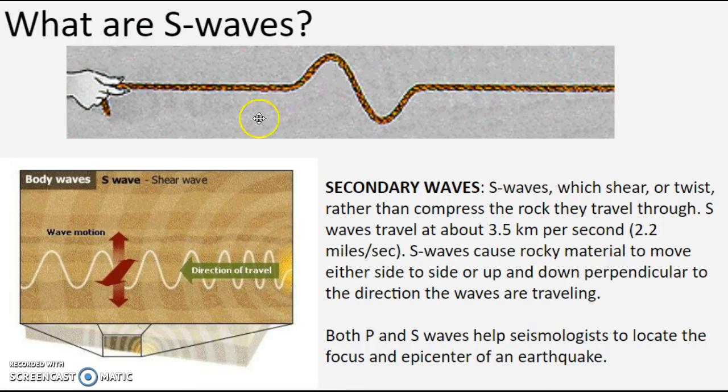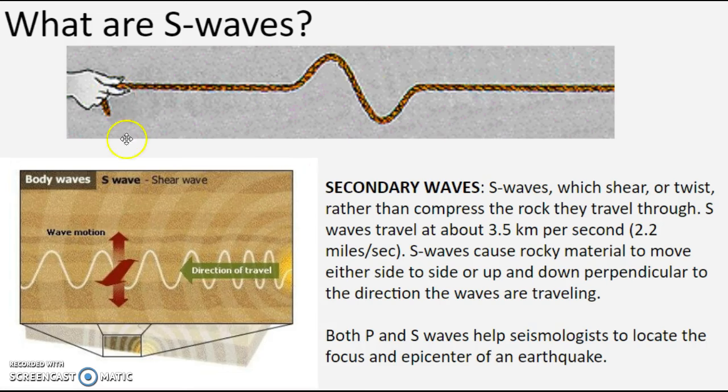So what are S waves? Well, S waves are secondary waves. They're shear waves. They have this twisting element to them, rather than compressing the rock they travel through. S waves travel at about 3.5 kilometers per second, about 2.2 miles per second. S waves cause rocky material to move either side to side or up and down, perpendicular to the direction the waves are traveling. So let's look at this rope for a second.